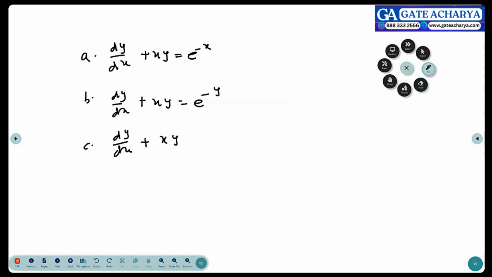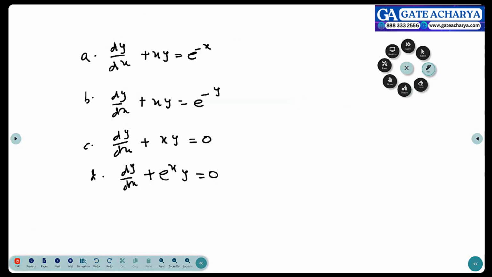Xy is equal to 0. Option D, dy by dx plus e power x into y is equal to 0. Okay, which one is the correct answer? You know very well all these concepts. What's the question? Identify which one is a linear non-homogeneous differential equation.